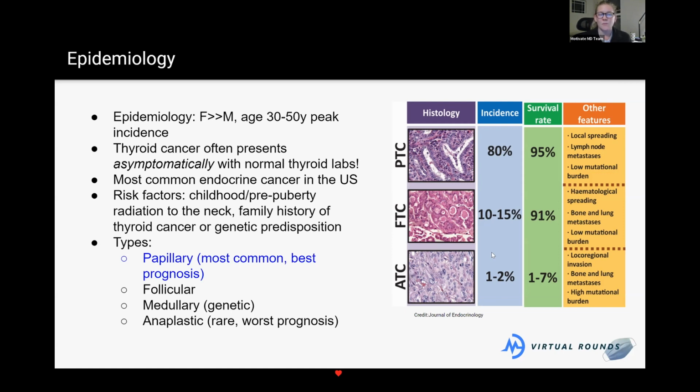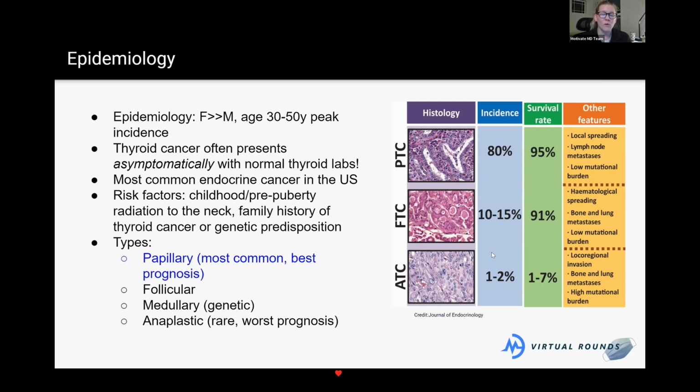Also, thyroid cancer typically presents asymptomatically with normal thyroid labs. So the next slide, I believe I have an outline of what the signs of a hyperthyroid state and a hypothyroid state are. And typically these symptoms are absent in someone with thyroid cancer. They might also have normal thyroid function tests, so you wouldn't necessarily see that on lab work. Thyroid cancer is also the most common endocrine cancer in the United States. And additional risk factors, along with being female, are any history of radiation to the neck and a family history of thyroid cancer, having a genetic predisposition to that.